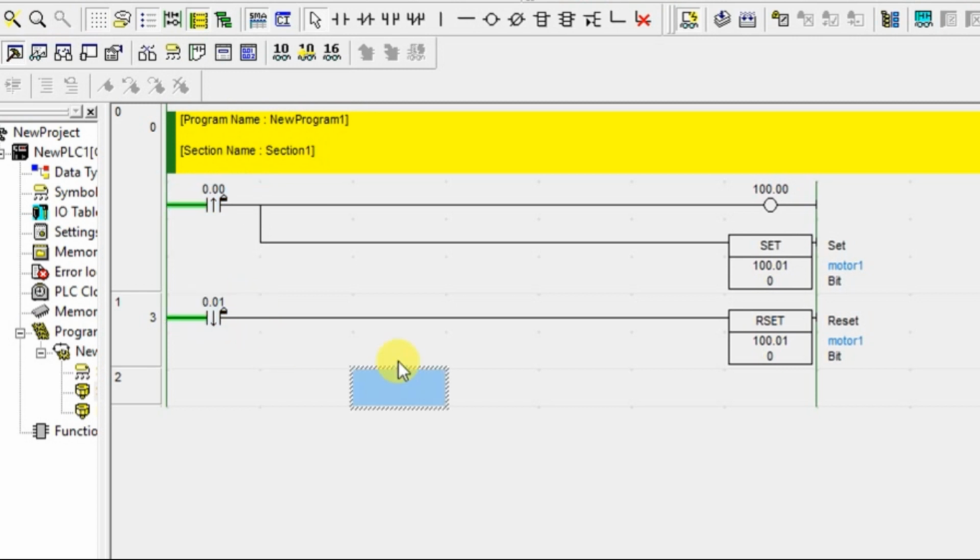These two inputs are mostly used with set and reset coils, or to reset a timer or counter and so on. You cannot use them with a normal output because you couldn't see it, and you cannot utilize this pulse with a normal coil. You can use them with set and reset conditions. I hope you have understood the rising edge and falling edge concept.